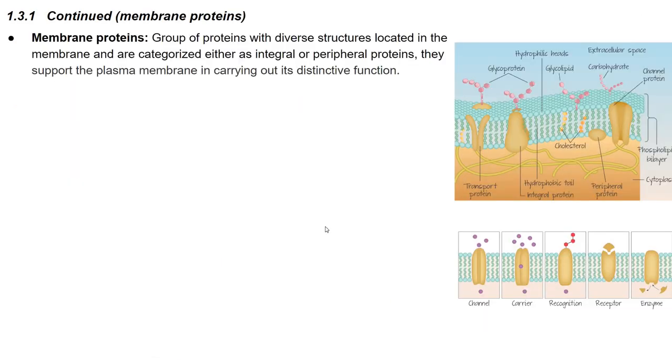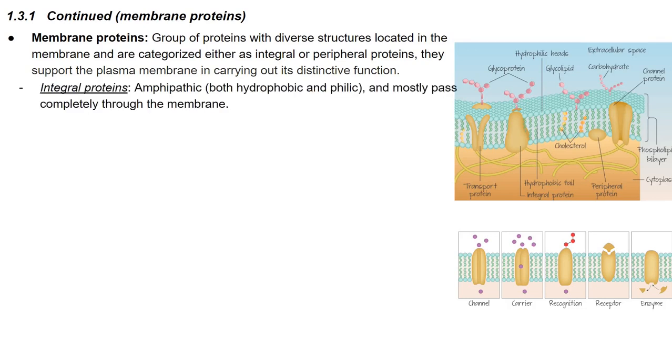Okay, now membrane proteins. So membrane proteins are a group of proteins with diverse structures. They're located in the membrane and are either integral proteins or peripheral proteins. And they support the plasma membrane in carrying out different functions. So first we'll start off with integral proteins, which are also amphipathic. They're both hydrophilic and hydrophobic, and they mostly pass completely through the membrane. So we have this, and these are all integral proteins.